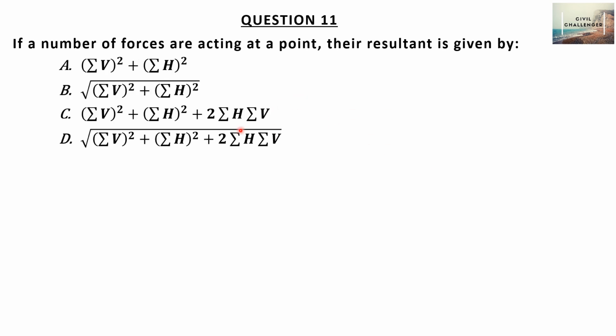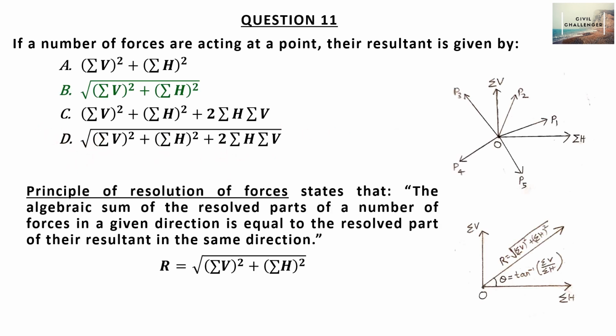Now the next question is, if a number of forces are acting at a point, then the resultant is given by option A, sigma V square plus sigma H square; option B, square root of sigma V square plus sigma H square; option C, sigma V square plus sigma H square plus 2 sigma H sigma V; option D, square root of sigma V square plus sigma H square plus 2 sigma H sigma V.